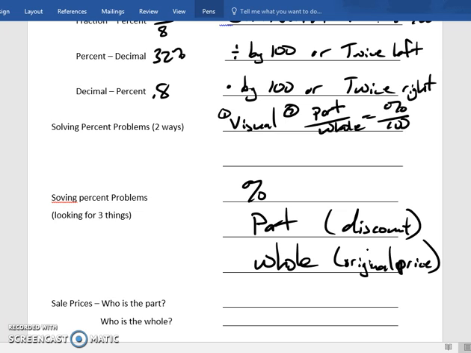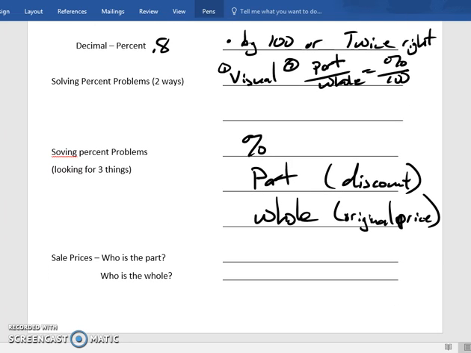All right. No, no, it's not crazy talk. It is always true for those guys, and that's what we're going to see a lot of. This is where we use these percent problems, so that's why we're going to see a lot of them there. And then sales price. Who is the part? All right, that is your, like we just talked about up there, that is your discount. All right, who is the whole? That is your original price.